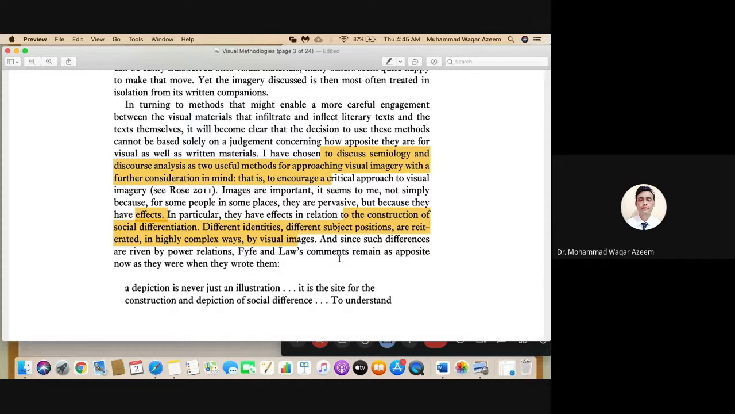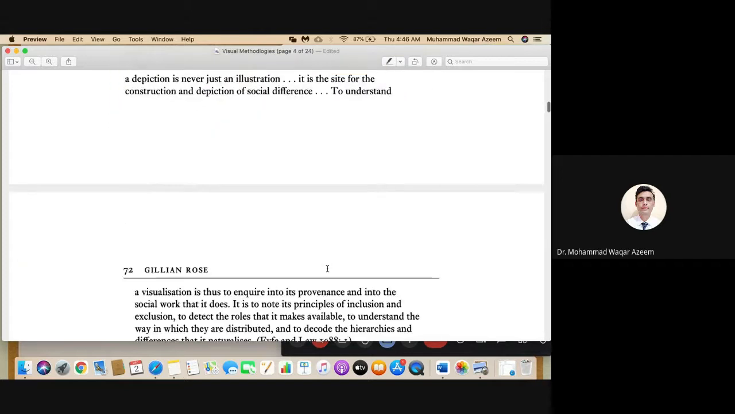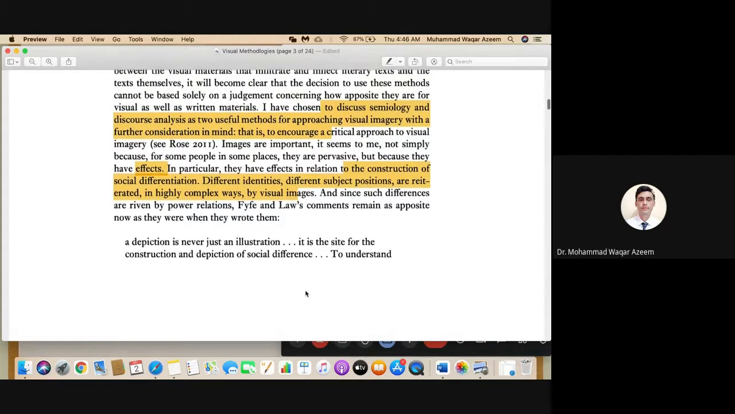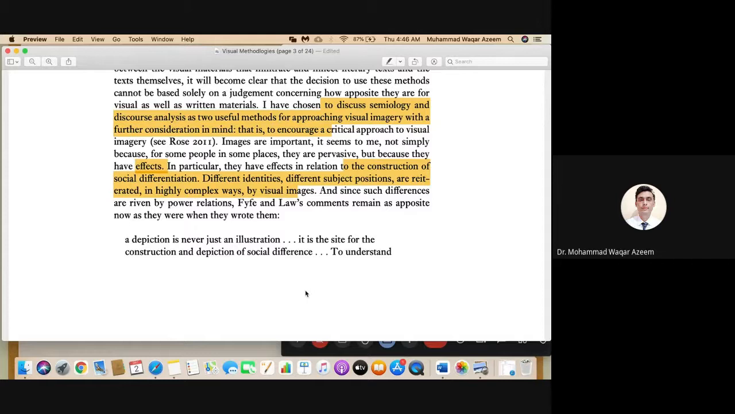Pfeiffer and Law's comments remain as opposite now as they were when they wrote them. Okay. You don't need to read this example, but the point that Gillian is making over here is that visual images need to be read and need to be approached and discussed, because they have very strong effect in human society, in our society. She is giving us one example of that. The visual images generate social differentiation.